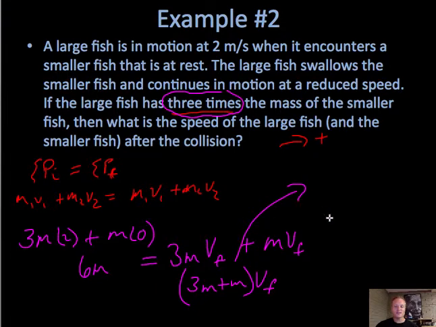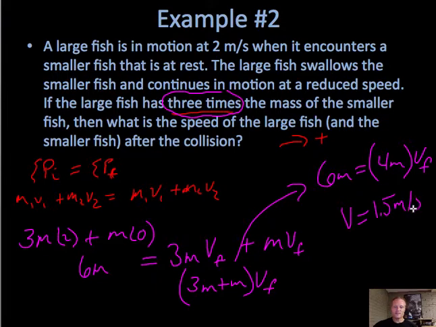If I throw this up here, basically I have 6m equals 4m times v final. Okay, I just added those two terms together to make it 4m, because now the fish is 4 masses. And so if I take 6 divided by 4, I would get a velocity of 1.5 meters per second. Basically, because that larger fish swallowed a smaller fish, it's going a little bit slower, not a lot, but a little bit slower than it initially was because now it's carrying an extra fish in its stomach.